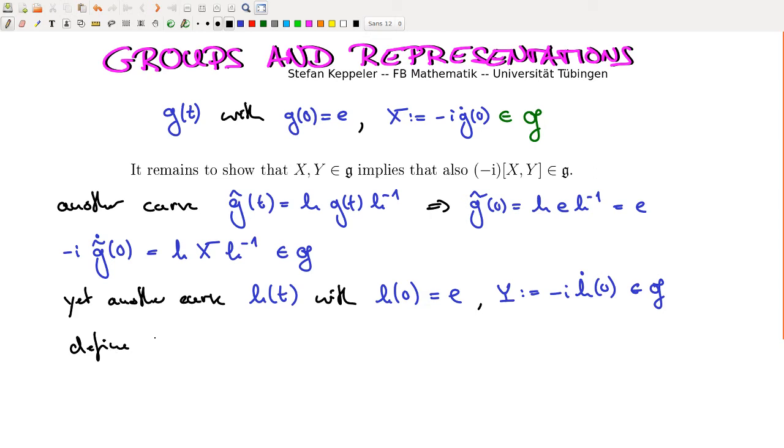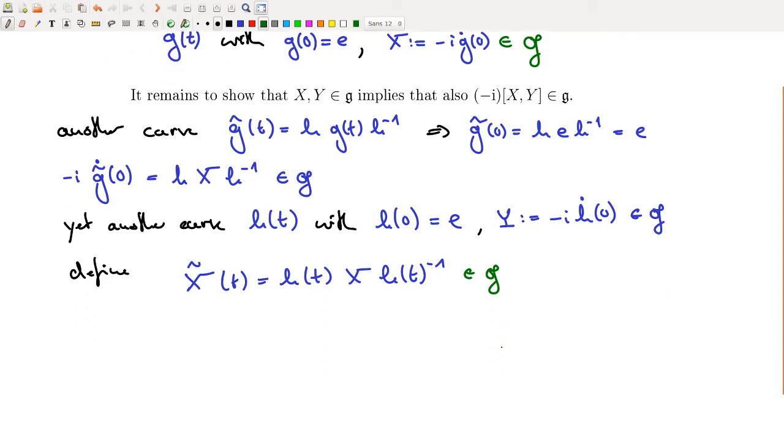And now we define this here. X tilde of t is h of t times X times h of t inverse, a group element. And now we know already from up here that this object, no matter what h is, is in the Lie algebra. So here this is now a curve in the Lie algebra, taking values in the Lie algebra for every t.